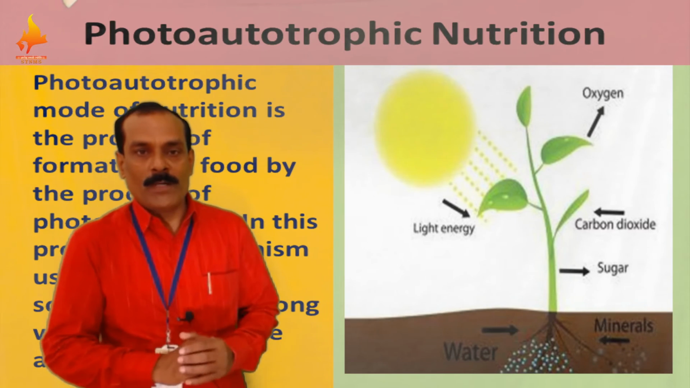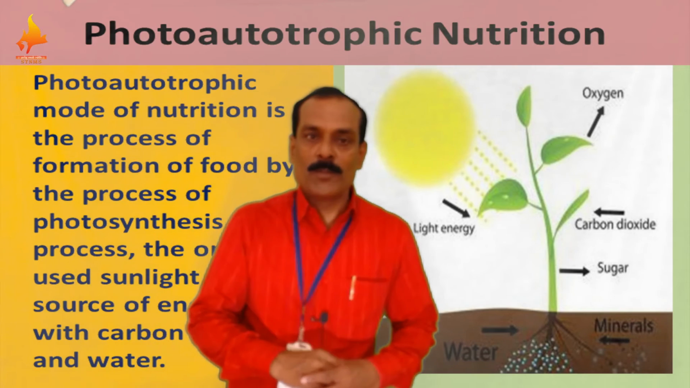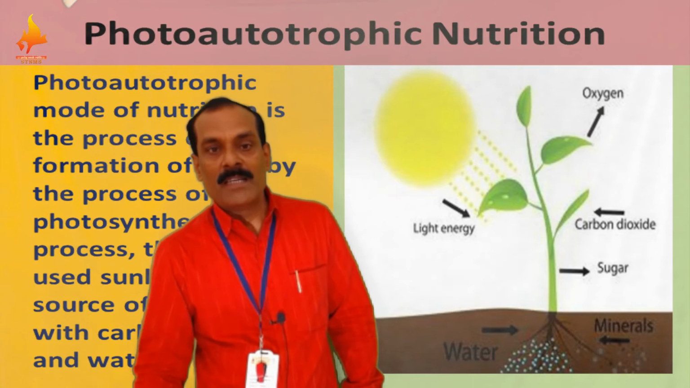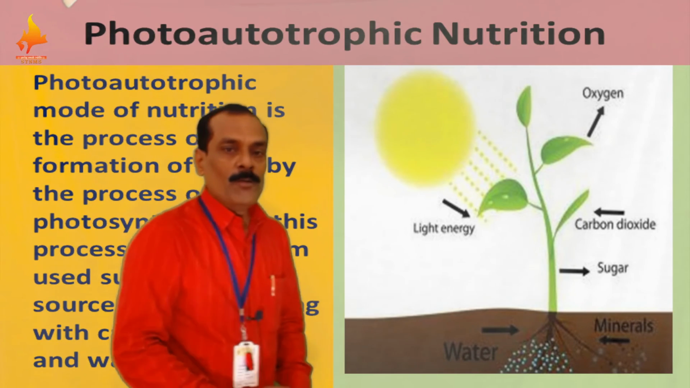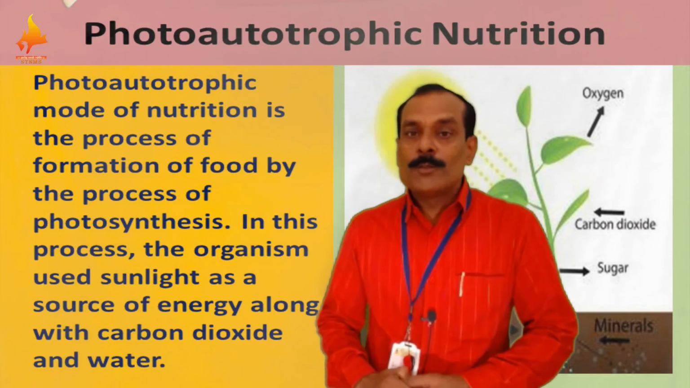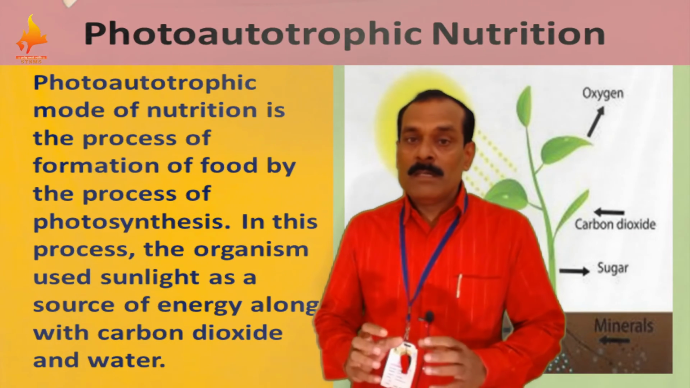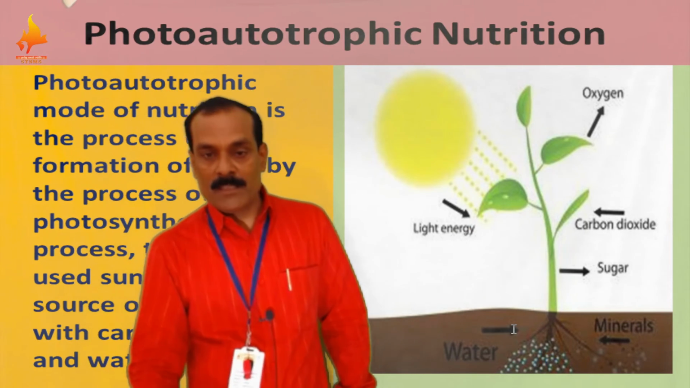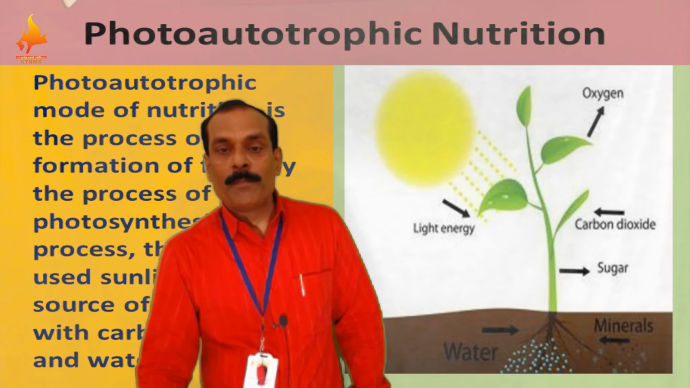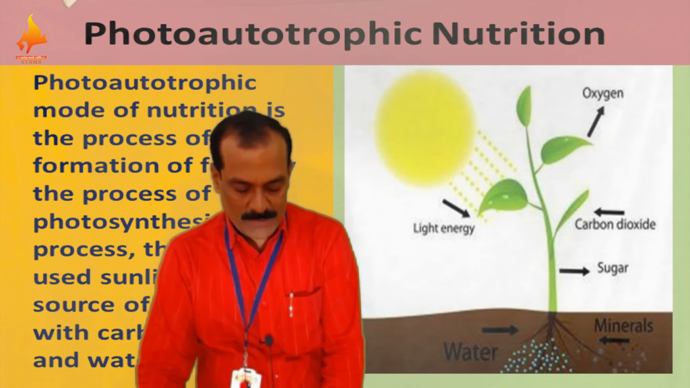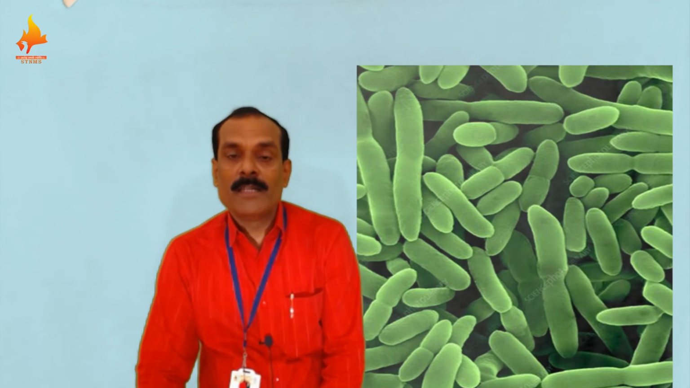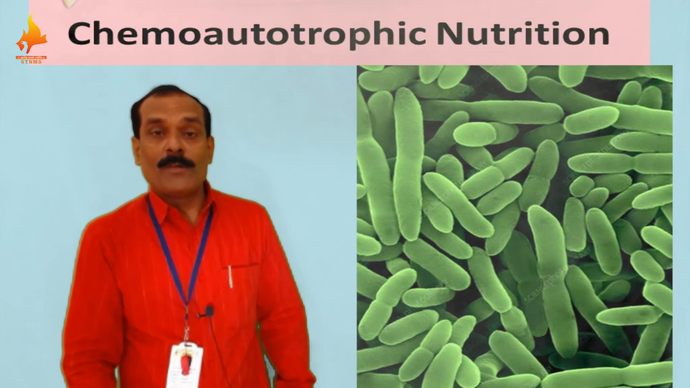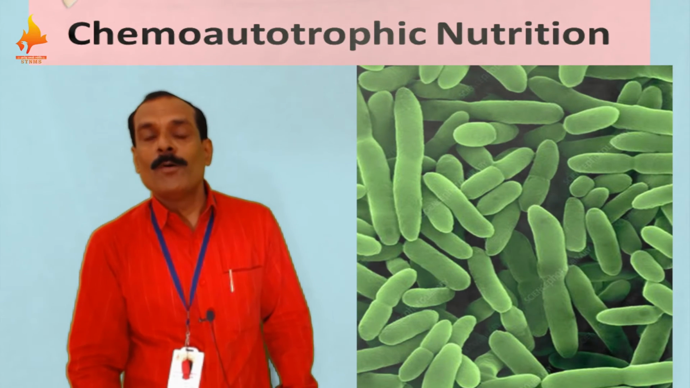So the photoautotrophic mode of nutrition is the process of formation of food by the process of photosynthesis. And in this, the organisms use sunlight as the source of energy. The inorganic materials have to be utilized for preparing the food, and they need energy to prepare that food. Like that, the next mode of nutrition is called chemoautotrophic nutrition.